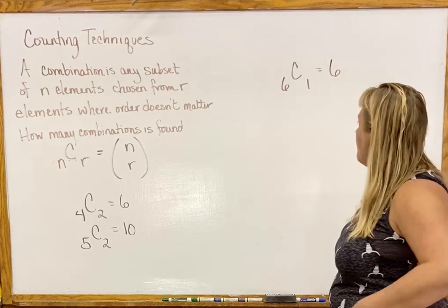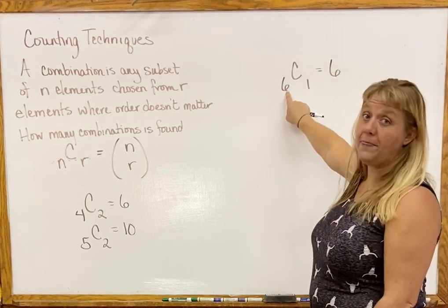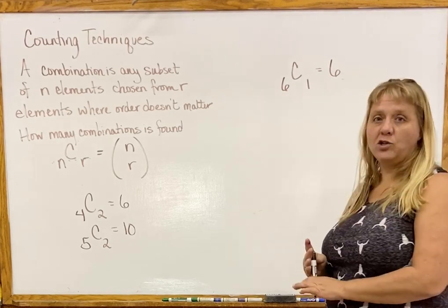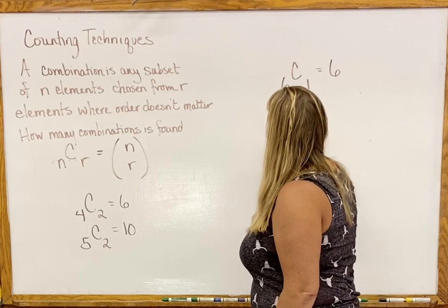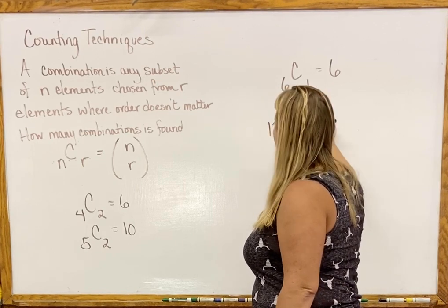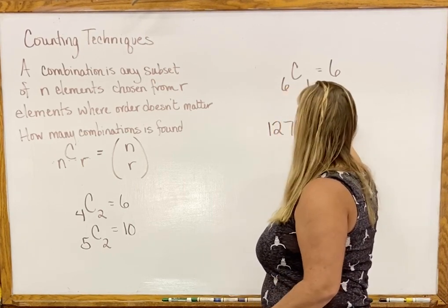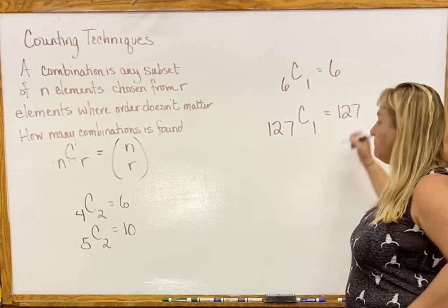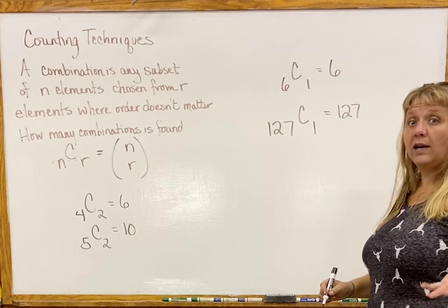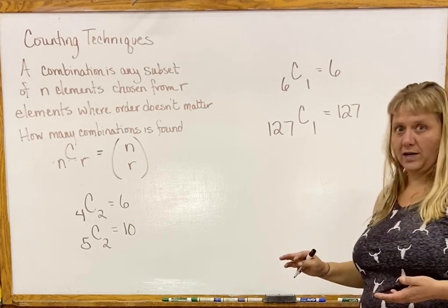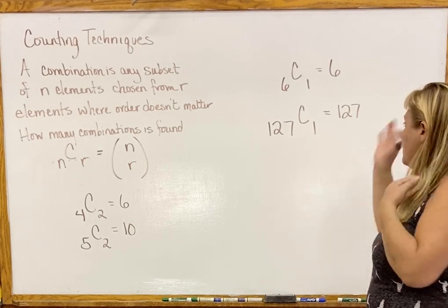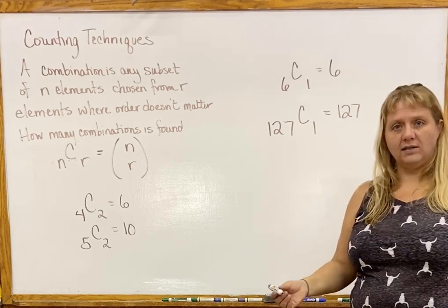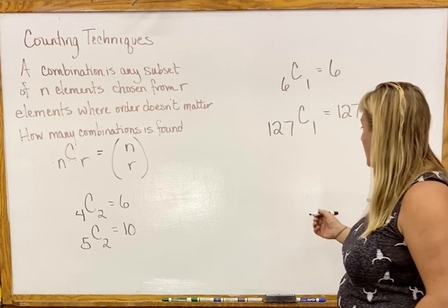So when we have a 1 here, no matter what this number is, and you're choosing 1, then it's just what that original number was. If we have 127 people in our club and we need to choose 1, that's 127. You can always do that in your calculator, I promise that's what it is. But if you can get into the habit of noticing when there's a 1 that there's a shortcut, it makes your life that much easier.